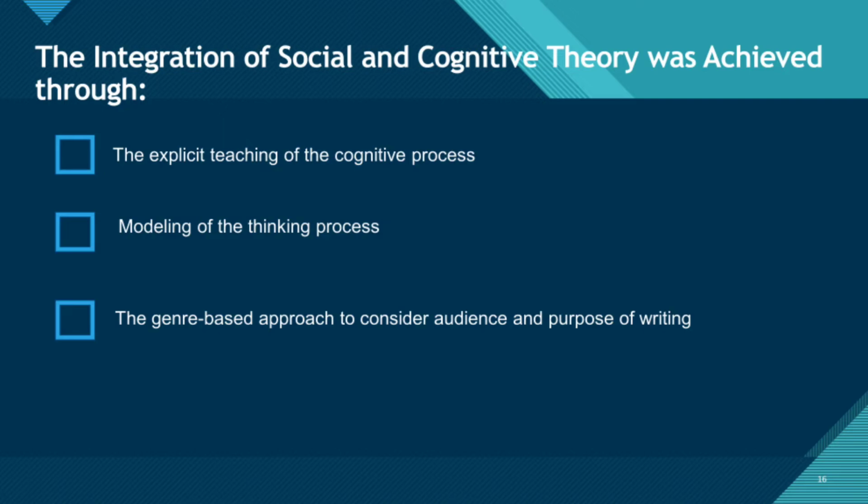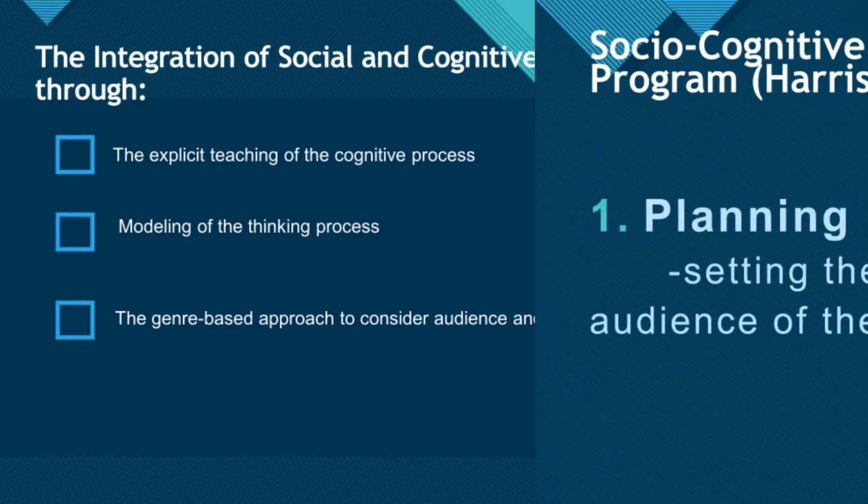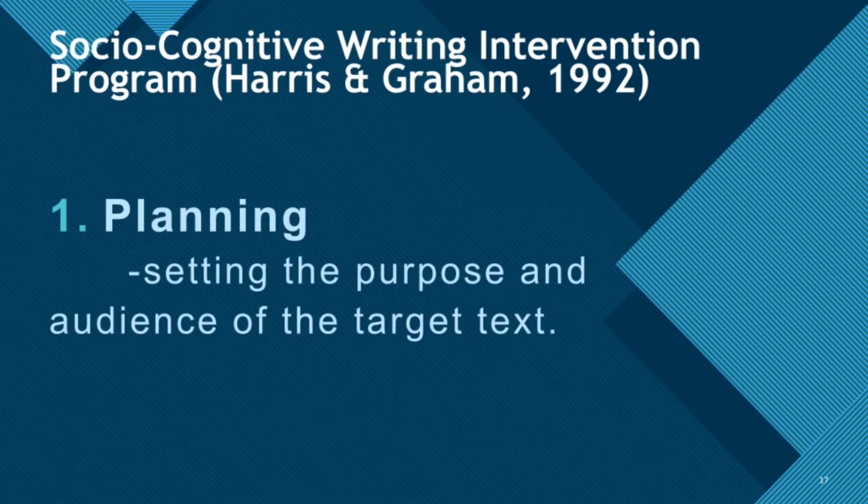Here, the students are instructed to follow the process writing stages of planning, organizing, writing, and revising. The first stage is planning. It is setting the purpose and audience of the target text. In this process, teachers should first demonstrate how to set a goal and select an audience given a topic.